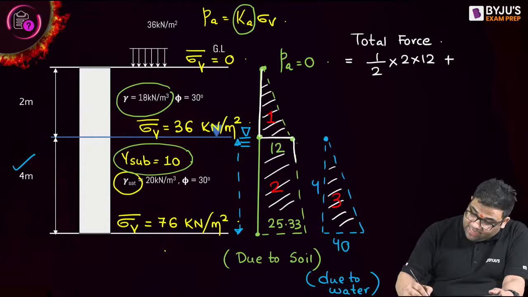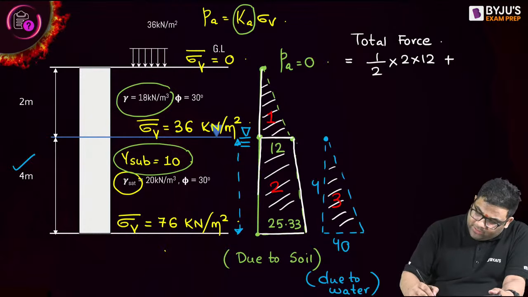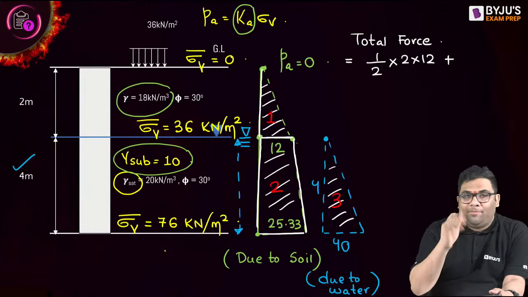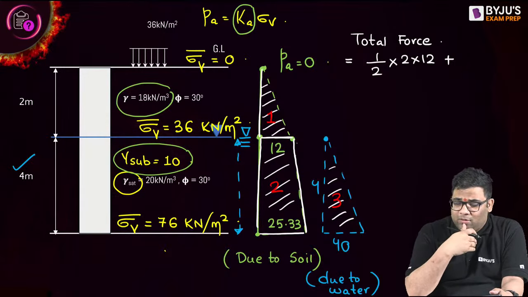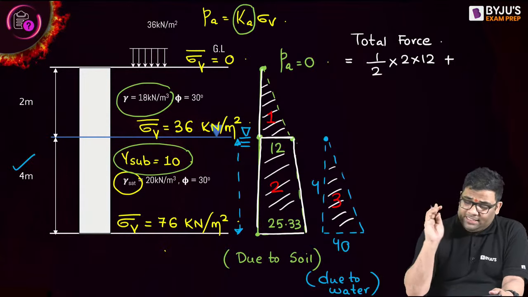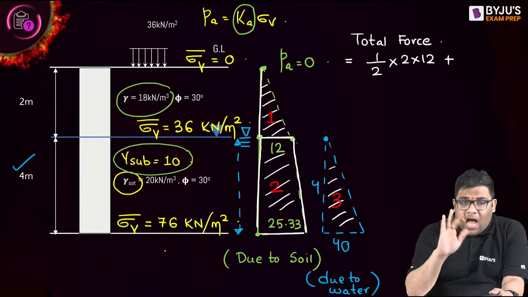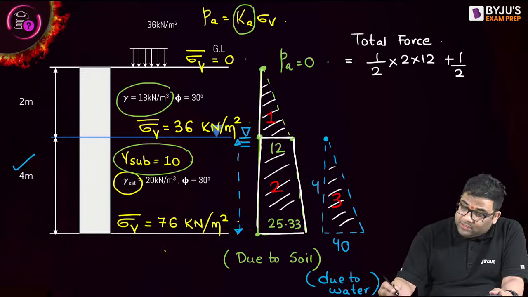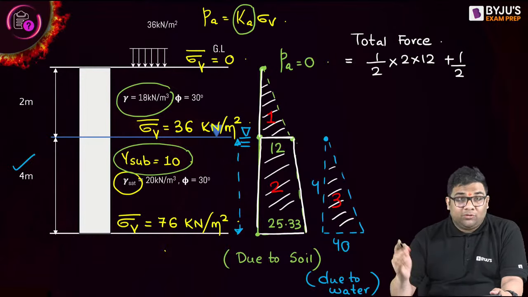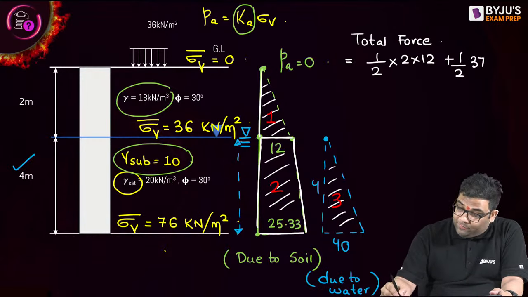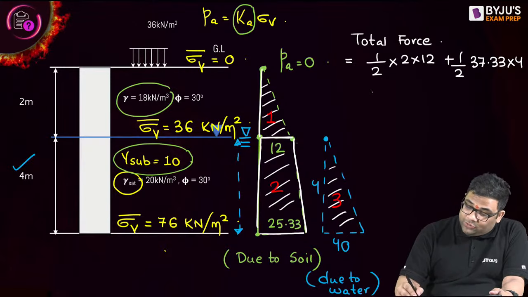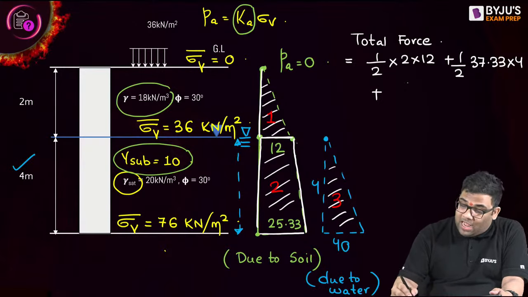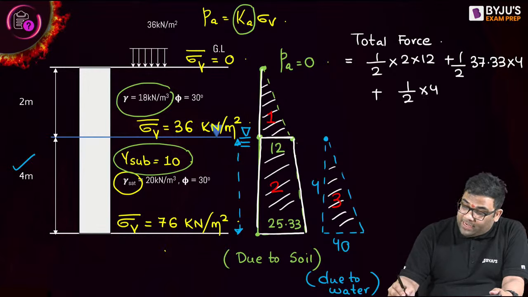Now the second one, you can see, is a trapezoid. What trapezoid exactly? Suppose I take a parallelogram, a trapezoid also I can take. How to find the area in this case? The area will be half the sum of the parallel sides into the height. So half the sum of the parallel sides will be 12 plus 25.33, that is 37.33, into the height, which is 4 meter. Now the last one will be a triangle, so half base into height.